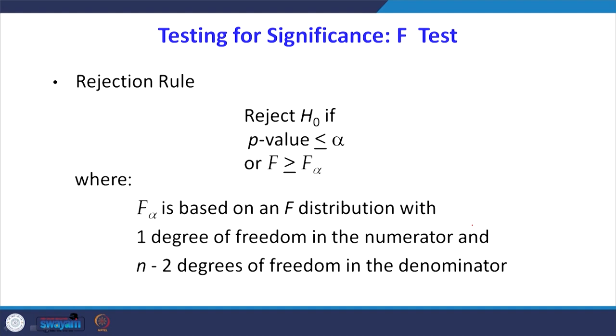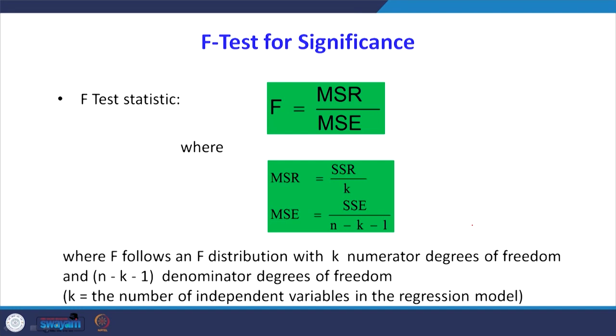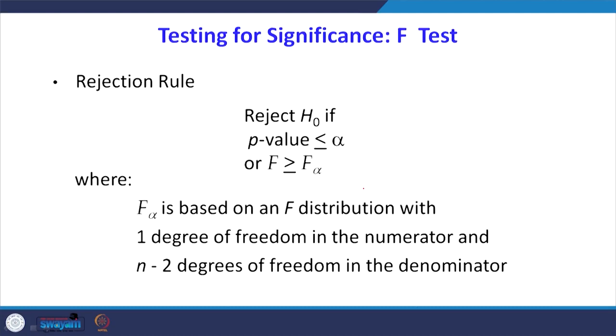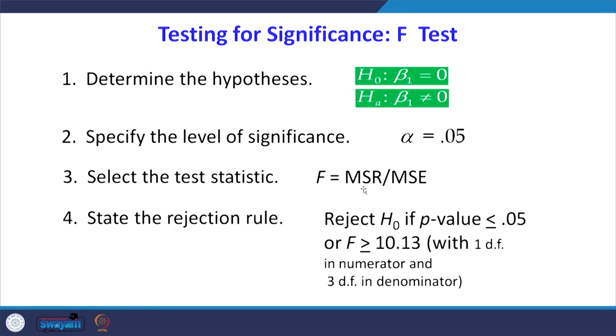So, what is the rejection rule? Reject H0 if the p value is less than or equal to alpha, or if the calculated F value is greater than the value from the table. F alpha is based on the F distribution. We have to look at the degrees of freedom. In this problem we have only one independent variable, so one degree of freedom for the numerator. N minus 2, that is 5 minus 2, gives 3 degrees of freedom for the denominator. So H0: beta 1 equal to 0, H1: beta 1 not equal to 0, alpha equal to 0.05, F equal to MSR divided by MSE. We have to find the p value. Numerator degrees of freedom is 1, denominator degrees of freedom is 3, so the critical value is 10.13.